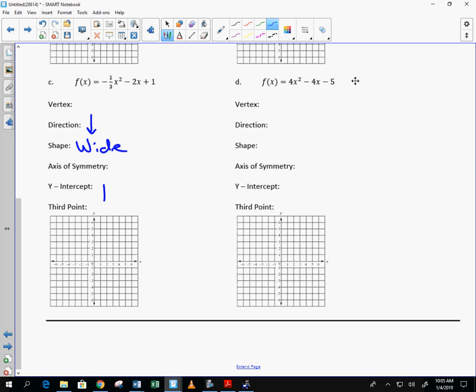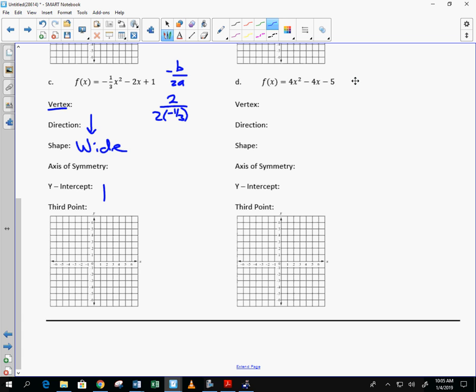What's the formula for finding the vertex? Negative b divided by 2a. That's something you've got to have on that note card eventually, right? So what's my b value? -2. So I'm going to make it negative, and I get +2 divided by 2 times -1/3.